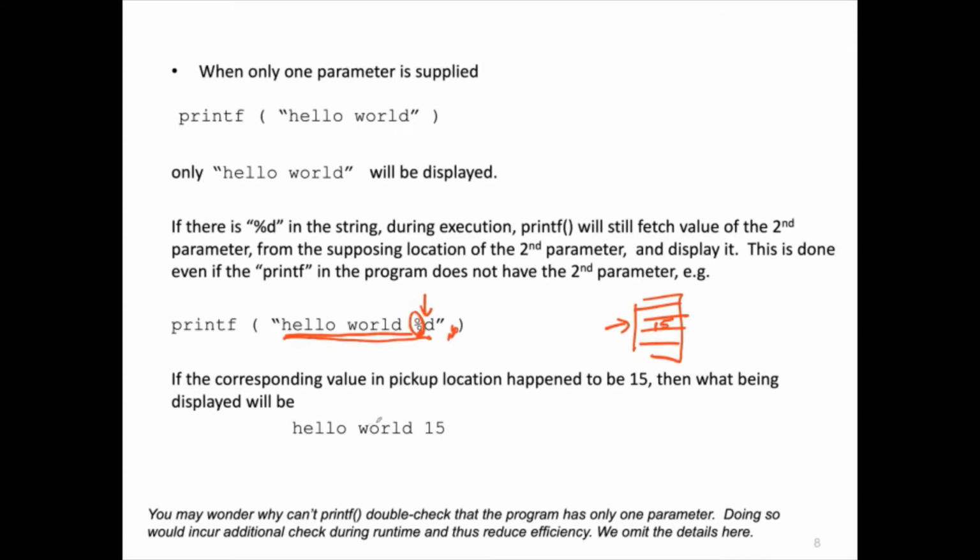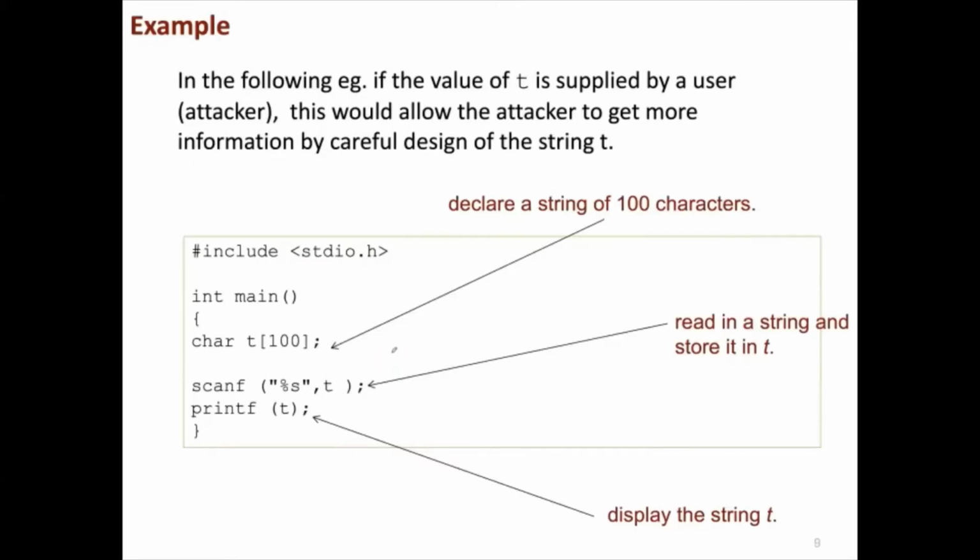Okay, this is another example. This is the whole program. These are C programs. You may not know C, but all of this is very intuitive. This declares a string, an array of 100 characters. Scanf reads the input: it reads a string from the keyboard and stores it in T. And now I print out T.